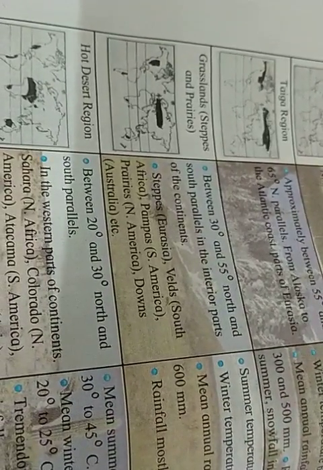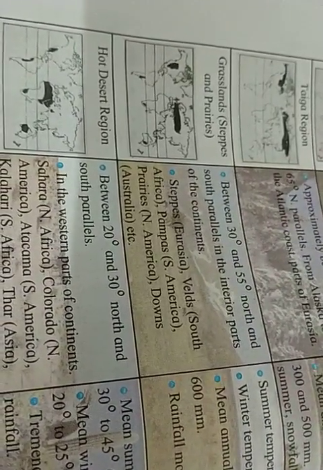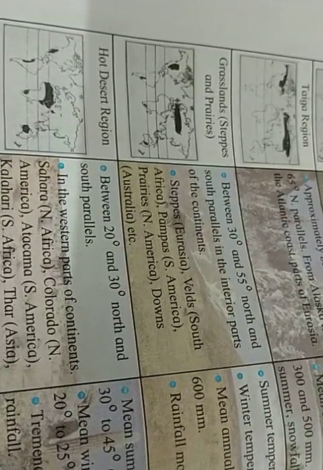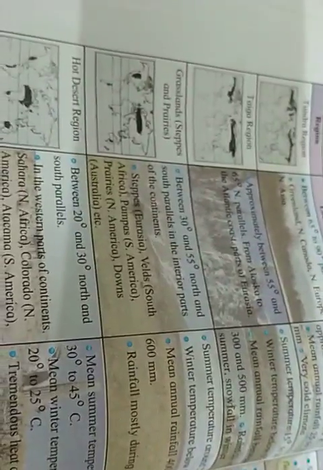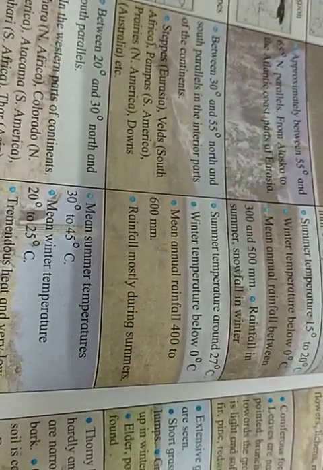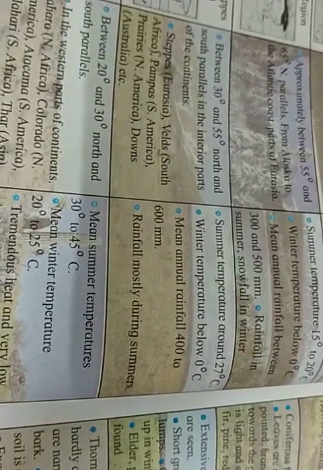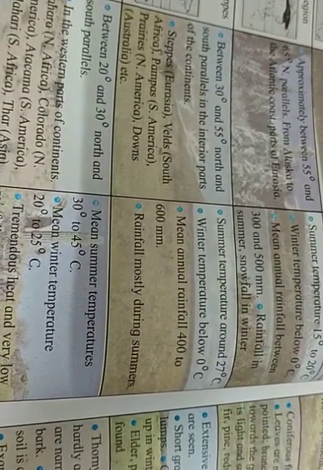Then third part, that is grassland, that is steppes and prairies. See, steppes and prairies between 30 to 55 north and south parallels in the interior parts of the continents. Steppes in Eurasia, veld, pampas, prairies, downs in Australia, etc. This region is covered by these. Then summer temperature is around 27 degrees Celsius to winter is 0 degrees Celsius. Mean annual rainfall 400 to 600 millimeter. Rainfall mostly during the summer season. Okay.